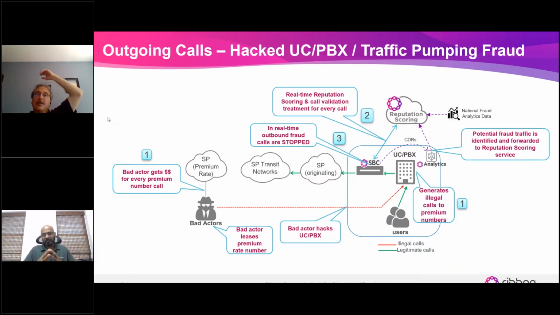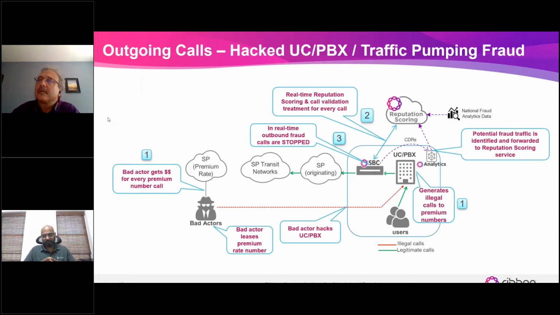So these are two common use cases we have seen in networks with some of our customers. And this is an effective solution from a Ribbon perspective to mitigate fraud and robocalls, and to keep the end user agents engaged with real customer calls as opposed to dealing with nuisance calls and fraud calls.